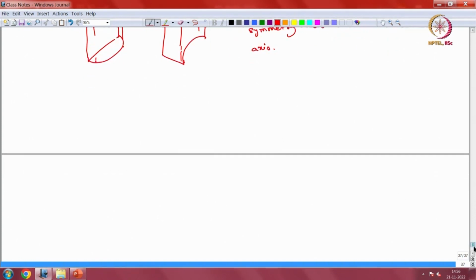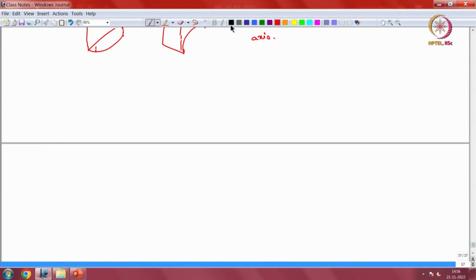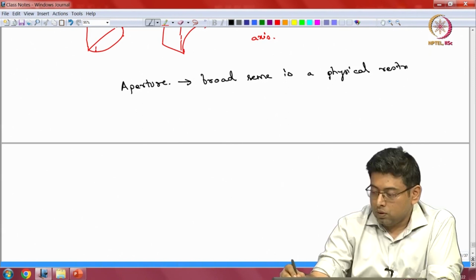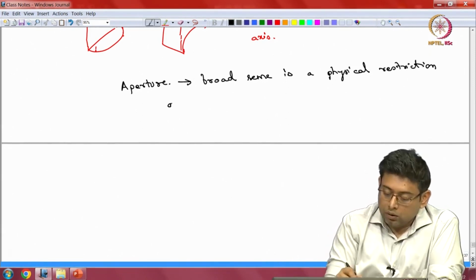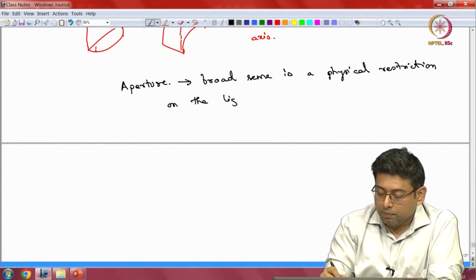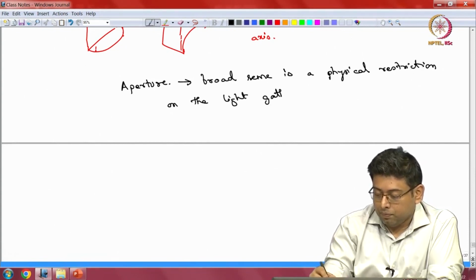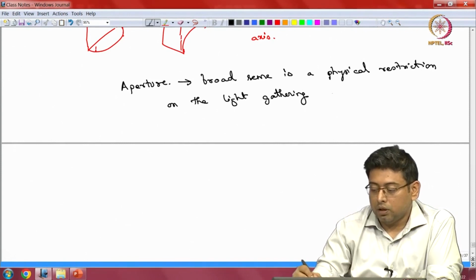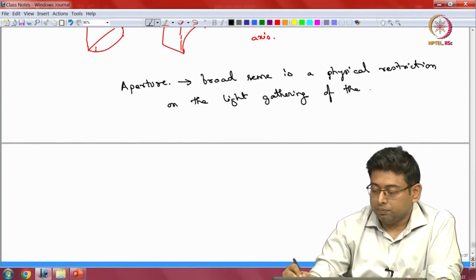Another topic to quickly discuss before we step into the lab is the idea of an aperture. Okay. Now, an aperture in a very broad sense is a physical restriction on the light gathering capacity of the optical system.